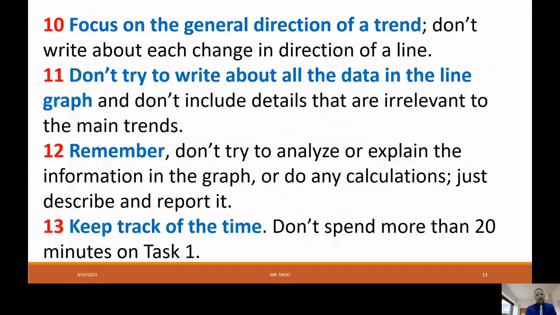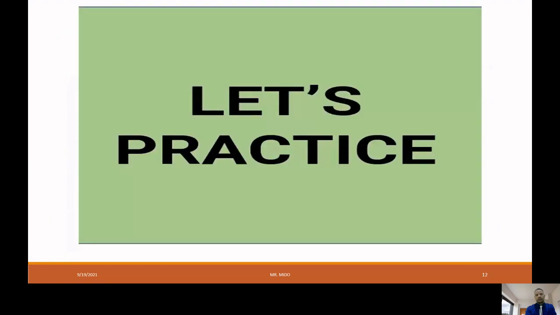Don't try to analyze or do any calculations. Just describe or report it as factual points. Keep track of the time. Take care of the time. Don't spend more than 20 minutes for task 1.